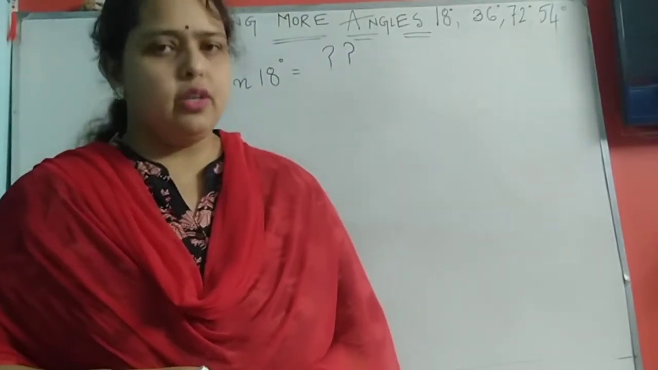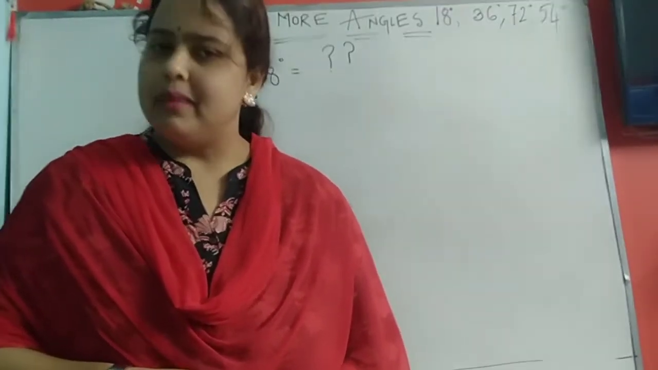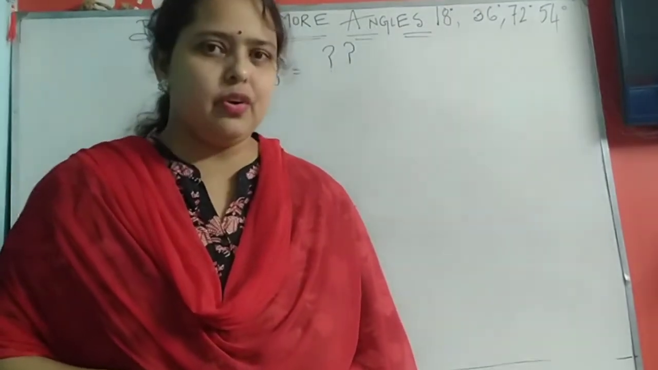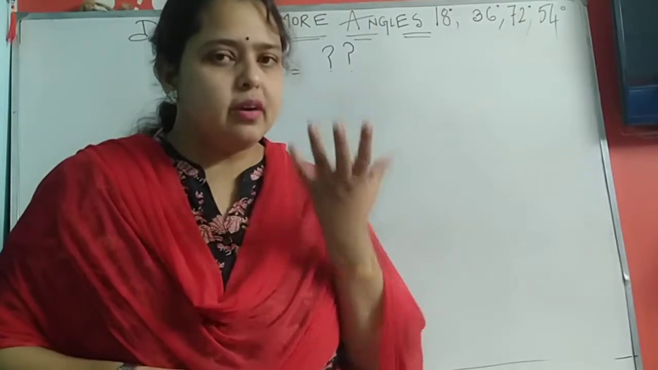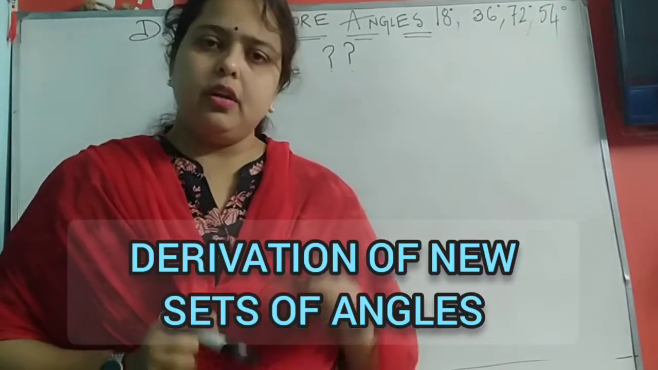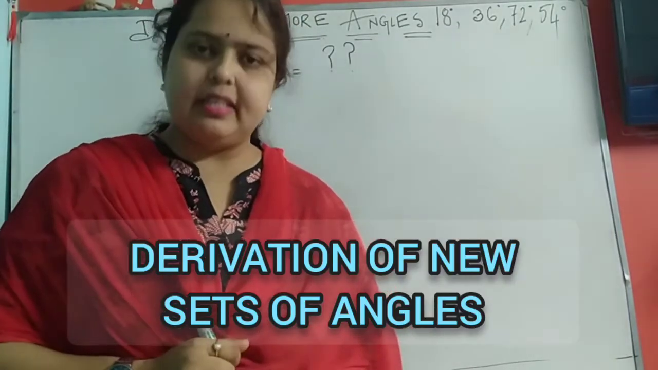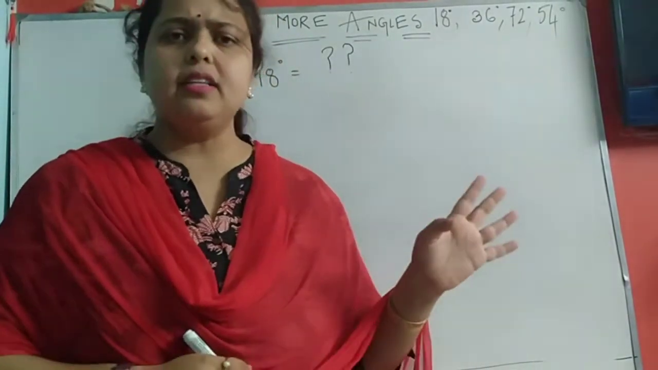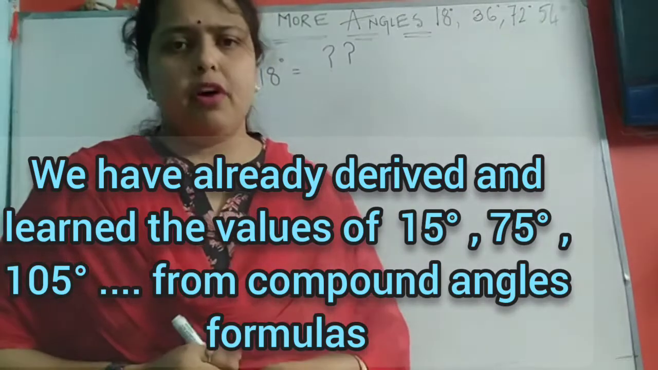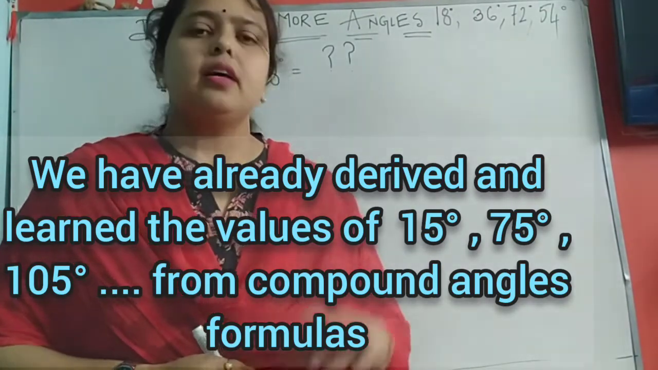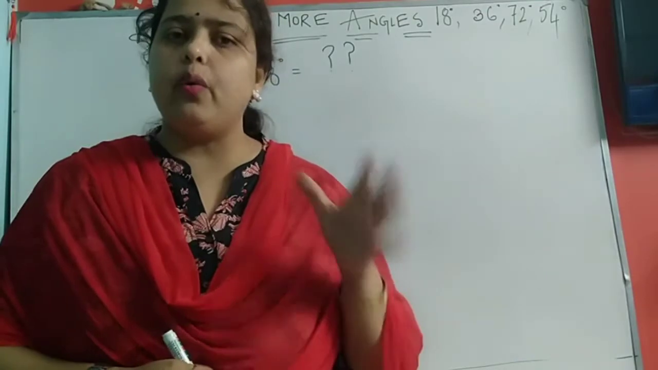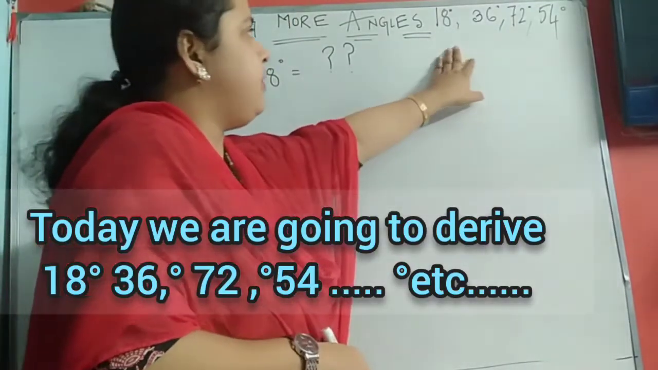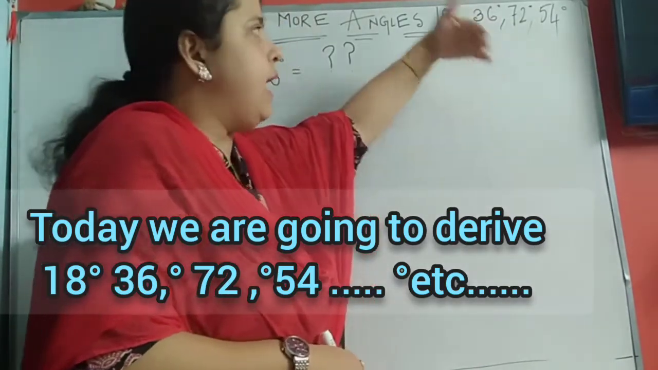Today, in continuation with the topic of multiple and submultiple angles, I'm going to progress your class with new derivation of angles. You remember deriving the angles of 15 degree, then 75 degree, 105 degree and all sorts of angles using your compound angle formulas? Correct. Now I will again be going with the submultiple angles of 18 degree, 36 degree and their multiples.